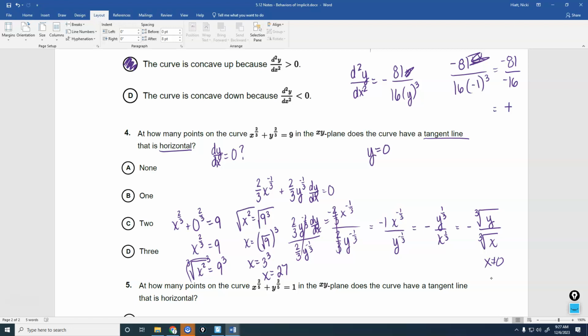But, oh wait, I did mess up there. I forgot something. If I square root both sides, what have I got to do? Plus or minus. So, since I've got the plus or minus, that is 2 separate points. I've got the point (27, 0) and (-27, 0), and both are on that graph. So that is 2 different points.